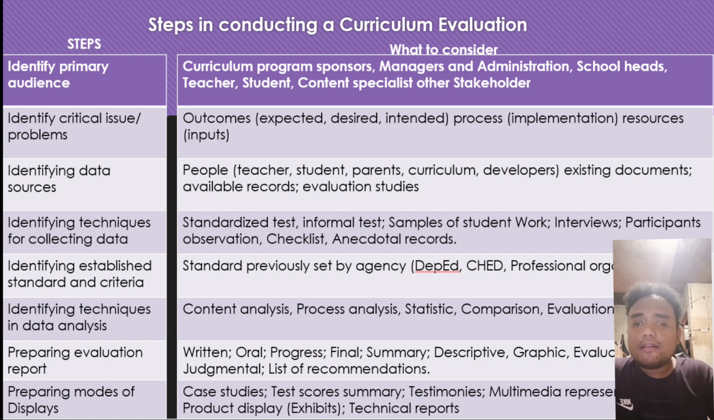And now we have these steps in conducting a curriculum evaluation. For example, the first step is identifying the primary audience, and this is what you need to consider: the curriculum program sponsors, managers, administration, school heads, and participants, which are the teachers and the students, content specialists, and other stakeholders.